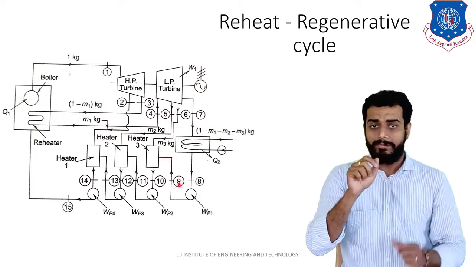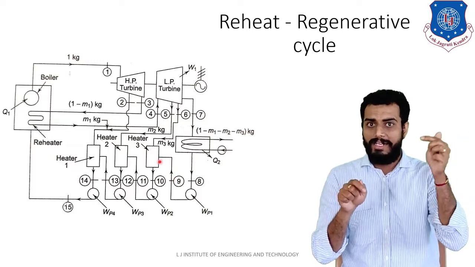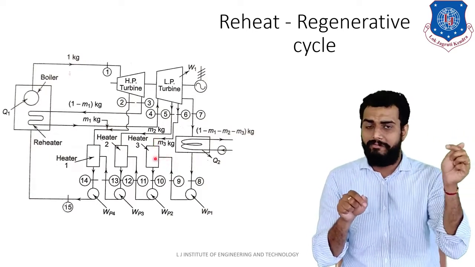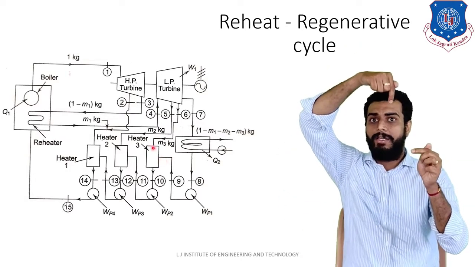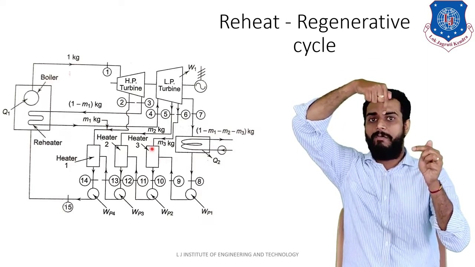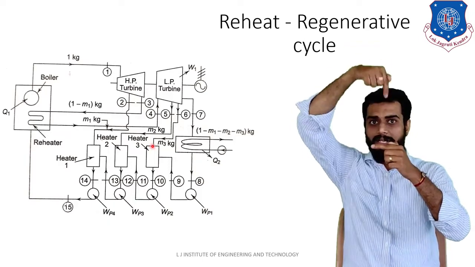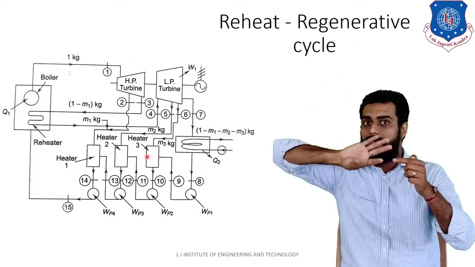Clear? Now you have the heater, so from point number 9 you are supplying water, that is 1 minus m1 minus m2 minus m3 kg, and from the top of the heater you are supplying m3 kg of steam. So what will happen? From one side you are supplying the water, and from the other side you are supplying the steam. So this steam will be converted into water, right?